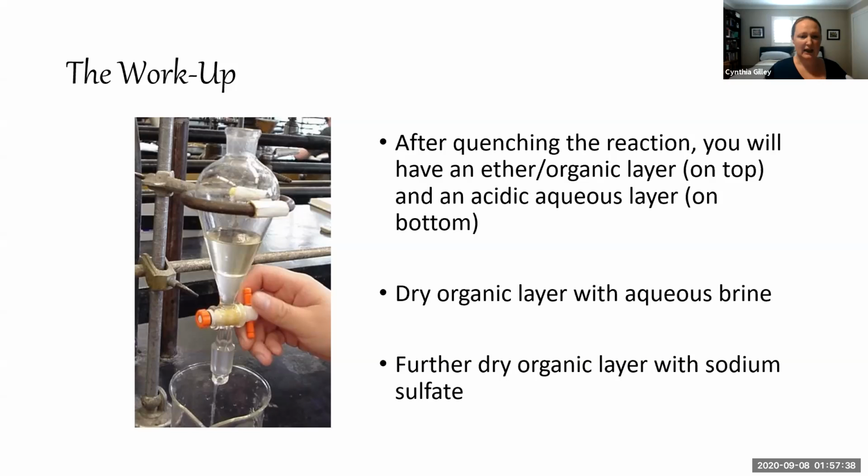So once you have your two layers that will appear after quenching the reaction, again, the two layers are an aqueous acid layer that you added and the diethyl ether, which will form the organic layer. Those are the two layers that are present after the quench. You can directly pour that mixture into a separatory funnel.